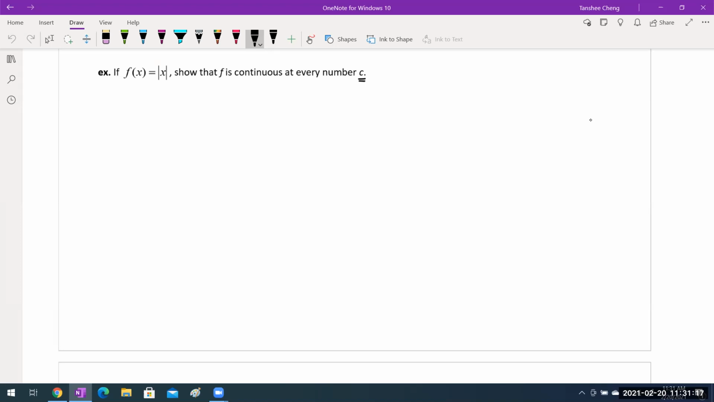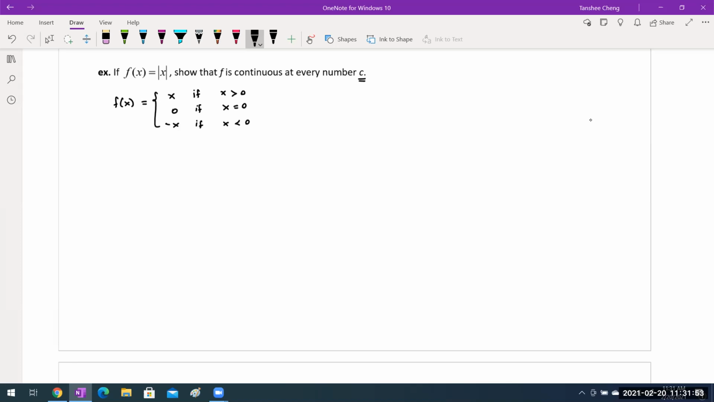The first thing we need to understand about this absolute value function is that we can rewrite it as a piecewise defined function. So f of x will be x if x is greater than 0, 0 if x is equal to 0, and negative x if x is less than 0.